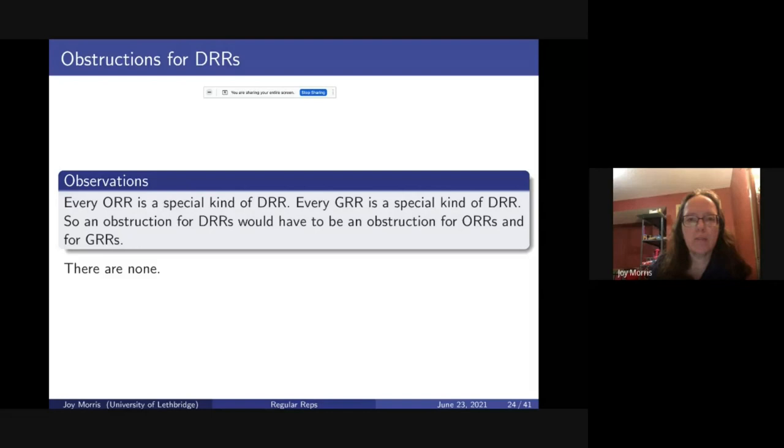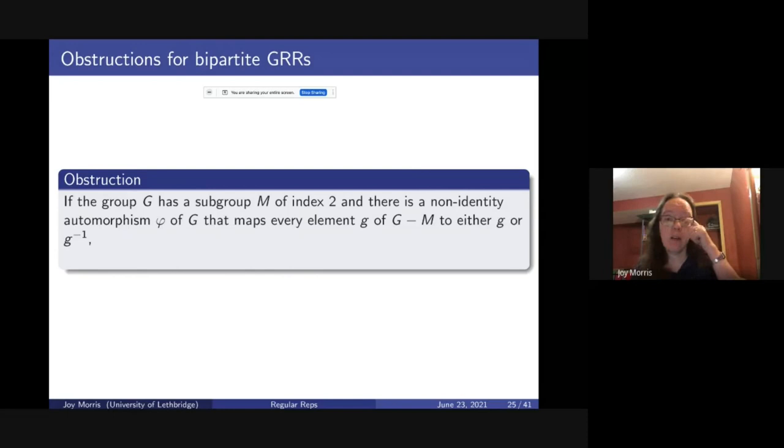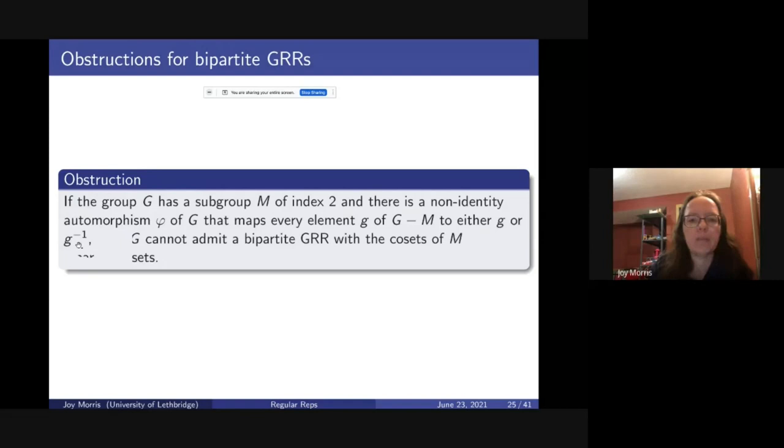If we look at bipartite GRRs, this is another aspect that some people have studied. So this is a graphical regular representation that has to be a bipartite graph. Then the bipartition has to be defined by a subgroup, let's call it M, of index 2. And if we have such a subgroup and there is a non-identity automorphism that maps every element of the other coset, the coset that isn't M, to either itself or its inverse, then we can't get a bipartite GRR that has these cosets of M as the bipartition sets. So this is quite similar to some of our other obstructions.